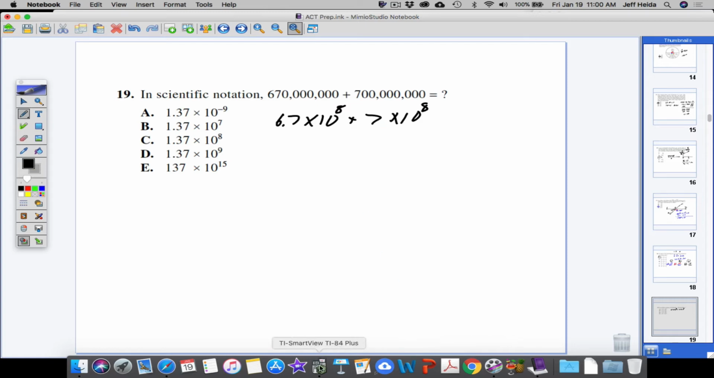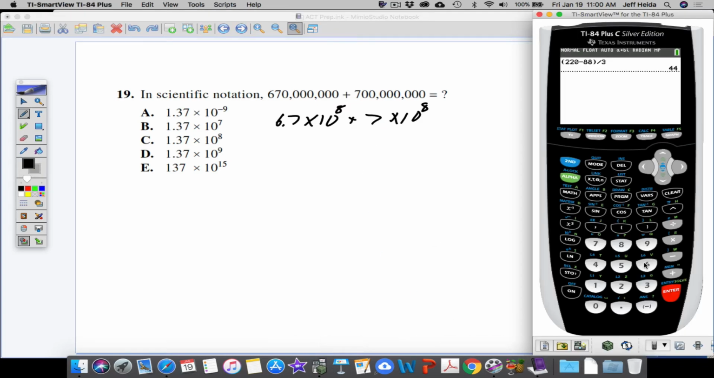I'm even going to pull up a calculator to do this just to make sure. 6.7 plus 7 is 13.7 times 10 to the 8th. Scientific notation, only one significant digit to the left of the decimal, so we need to go 1.37 times 10 to the 9th, because it's to the 8th, we move it over one more, it's to the 9th. 1.37 times 10 to the 9th is D.